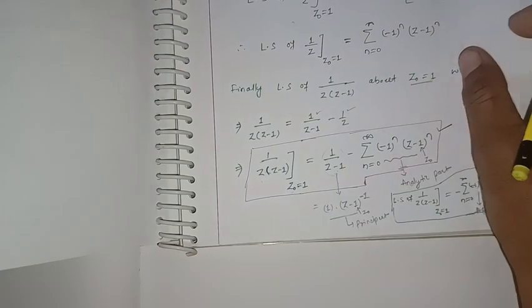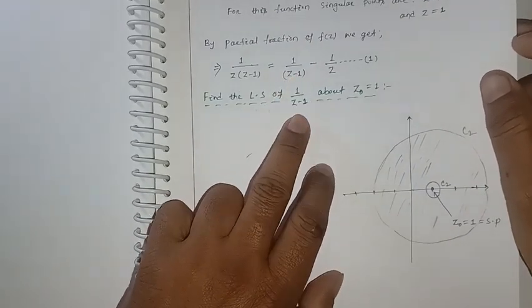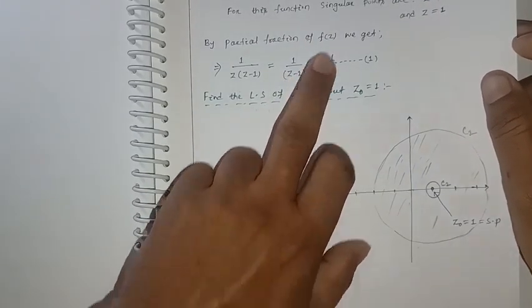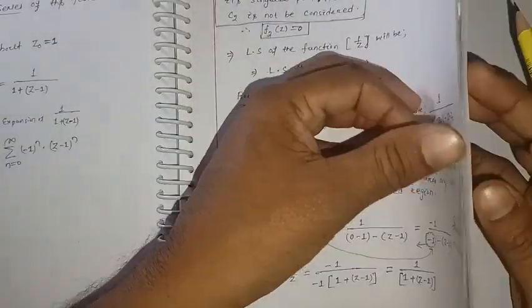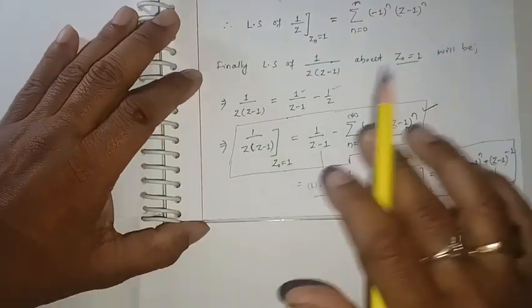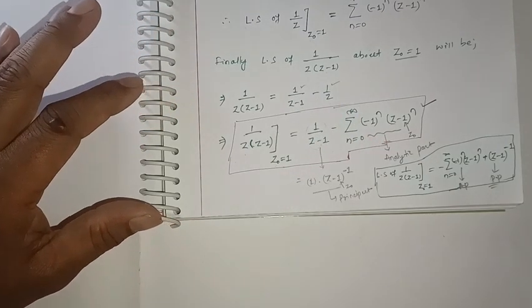Here in this case, what we did, we separately found the Laurent series of 1 by z and 1 by z minus 1. Separately we determined them, and then we substituted. Okay, I'm going to show you. Wait, here you can see.